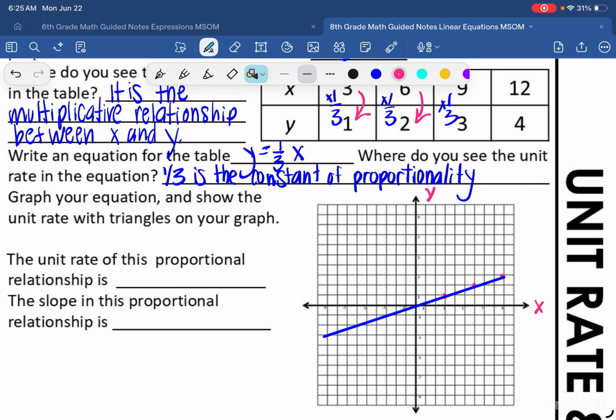Now it asks me to show the unit rate with triangles on your graph. So my unit rate is 1/3. Well, for every change in y of 1, I'm changing x by 3. Every 1 up, over 3. So your triangles will look like that, up 1 over 3. The unit rate of this proportional relationship is 1/3, and the slope of this proportional relationship is 1/3.